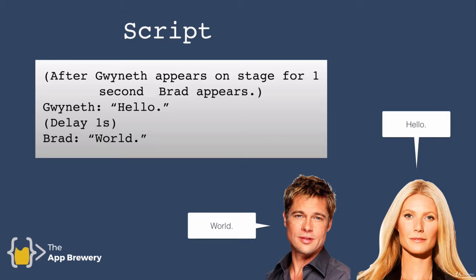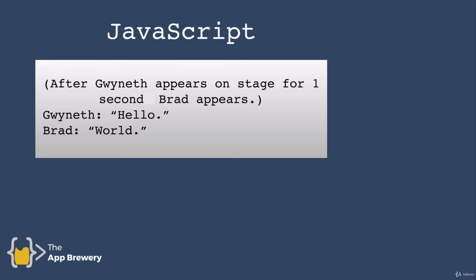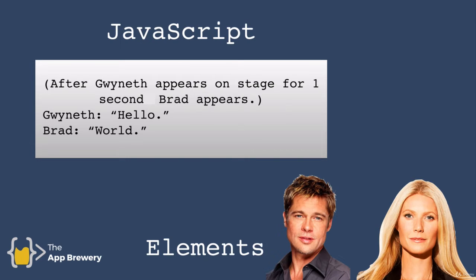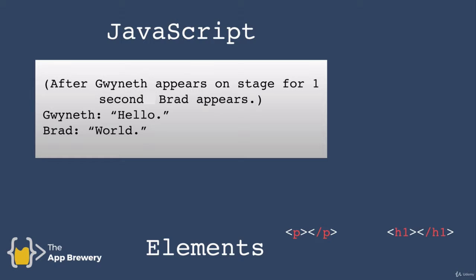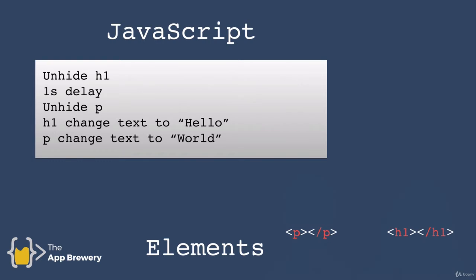So by writing these instructions and telling the actors what they should say, we're able to determine how our play should work. Now, in our world of web development, the script is JavaScript, and the actors are, for example, the HTML elements. Gwyneth would be, say, an H1 element, and Brad could be a paragraph element. So clearly the web developer's version of a play is much less sexy, but nonetheless, it can do exactly the same things. So in this case, our script looks more like this.